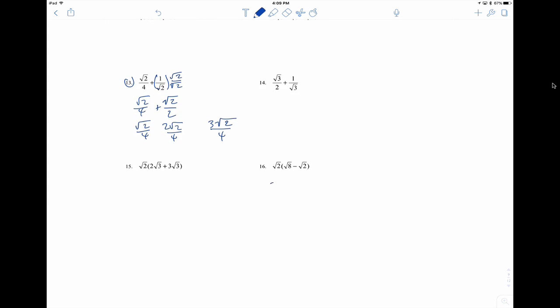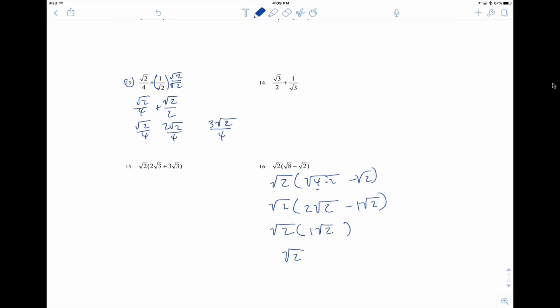So we're going to go square root of 2 times square root of 8. It's going to be the square root of 4 times 2 minus the square root of 2. So bring out the perfect square. 2 square root of 2 minus 1 square root of 2. 2 of them minus 1 of them will leave here 1 square root of 2, which we're multiplying square root of 2 by. So just to simplify that, take the 1 out of there, make it look better. Square root of 2 times square root of 2. Now we can see that that's the square root of 4, which is 2.